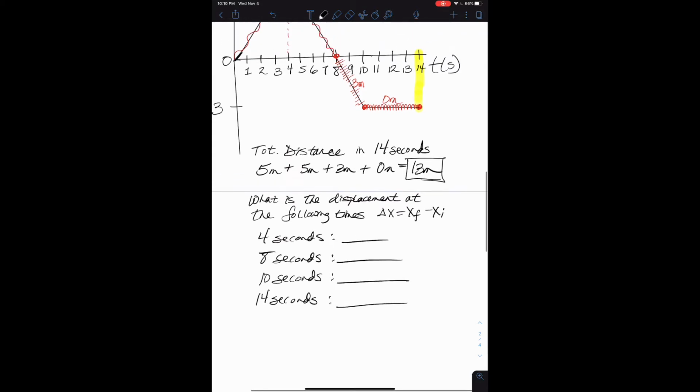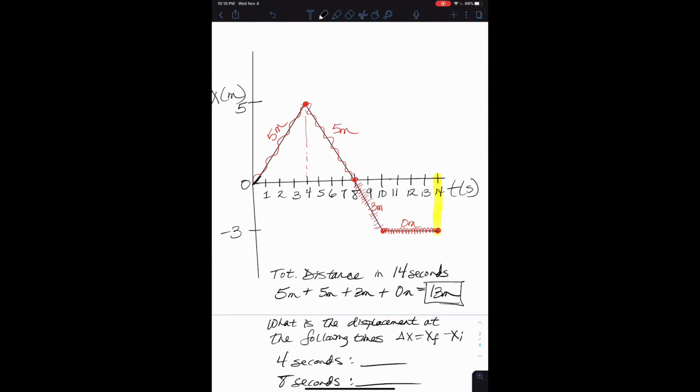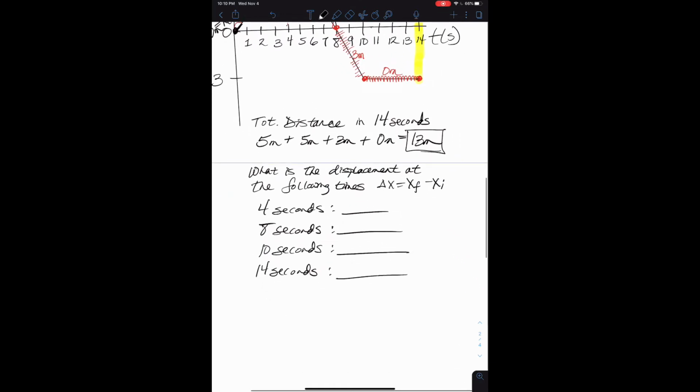So for 4 seconds, what is my xf? 4 seconds is right here where I'm making this dotted line. And xf is going to equal 5 meters, right at this dot. Xi, for all of these, is going to be 0 meters, so we're assuming that xi is at time 0. So my delta x for 4 seconds would equal my final position of 5 meters minus my initial position of 0 meters, which is positive 5 meters.